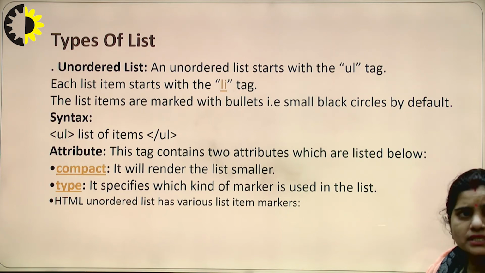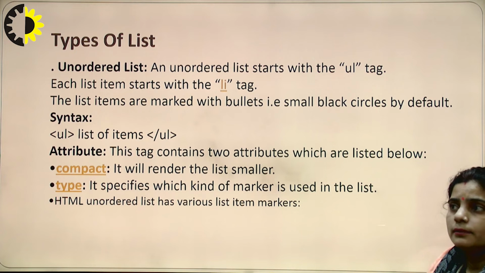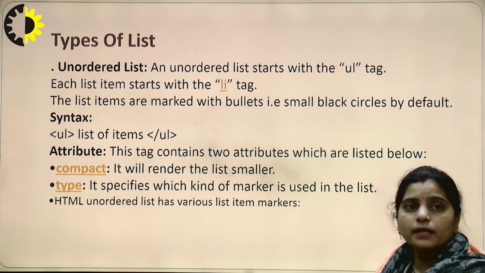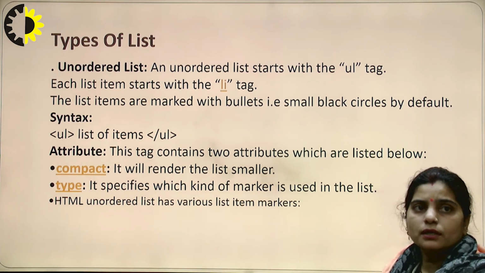The syntax is, within the angular bracket, we write UL, after that the list of items, and after that we close the UL tag.